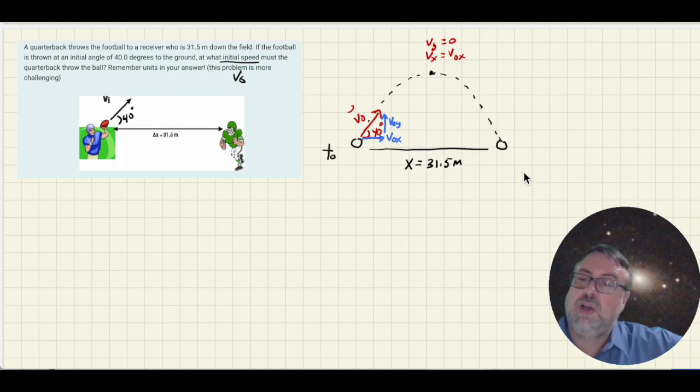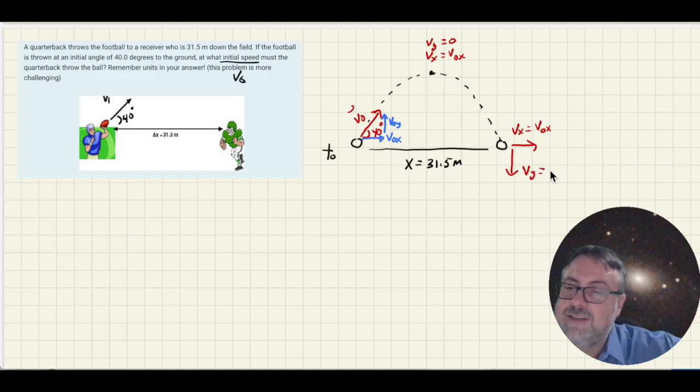But you also know what happened at the end of the motion. As long as the football lands at the same height as it was thrown, and we can assume that the quarterback and the receiver are at approximately the same height, then the x velocity again here will not change. That is, the final x velocity will be v naught x, but the y velocity will simply be opposite whatever the initial y velocity is over there. So my final y velocity is equal to minus v naught y.